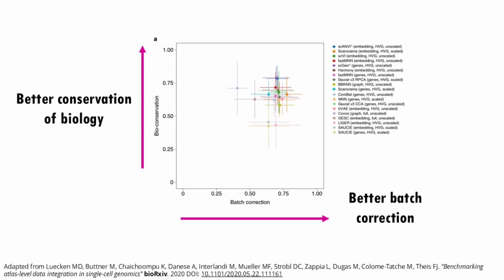For example, if we zoom in on CONOS, it might perform really well in terms of conserving the biology for some tasks, but poorly for others. So again, you'll get a better estimate of how each method will perform on your data if you check the stats for a similar integration task. We'll see how to do this in just a bit.